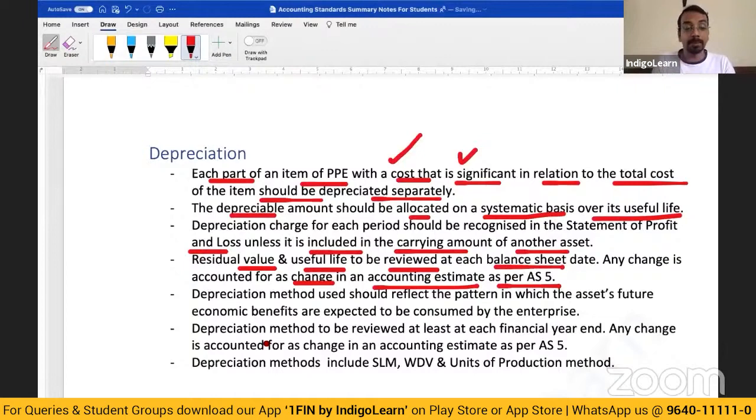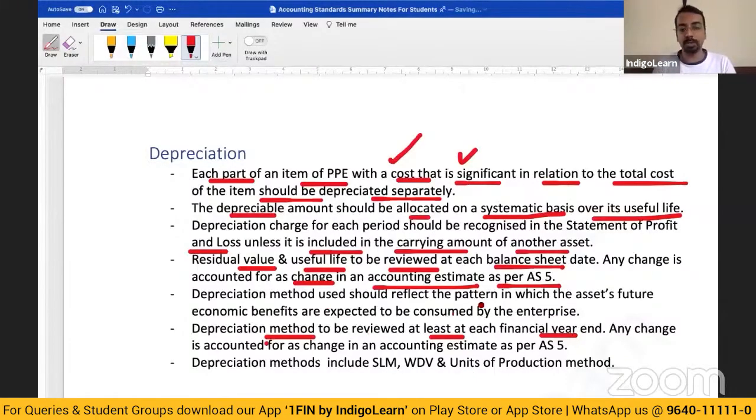Then depreciation method also should be reviewed at least each financial year, meaning to say we are using SLM, maybe WDV gives a better presentation, or maybe unit of production gives a better presentation, and now you want to change from SLM to WDV. Even that is considered as a change in accounting estimate as per accounting standard 5.